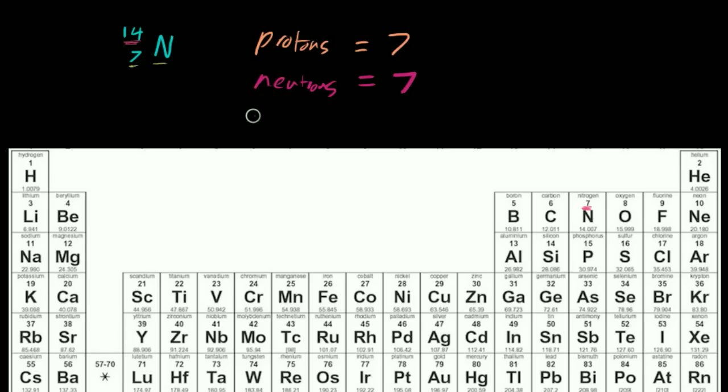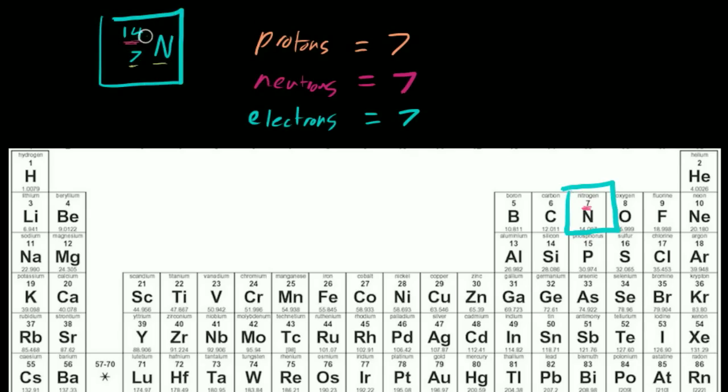How many electrons do we have? This is a neutral atom, it's not an ion, so the overall charge is neutral. So the number of protons has to equal the number of electrons. Therefore, the number of electrons is once again 7. That was for nitrogen, and specifically we were dealing with nitrogen 14, the isotope of nitrogen that had 7 neutrons. Let's do another one of these.